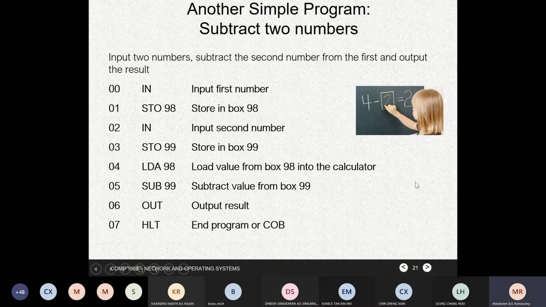Any question on this program, assembly program sample 2? No questions. Okay, good. All right, let me continue.